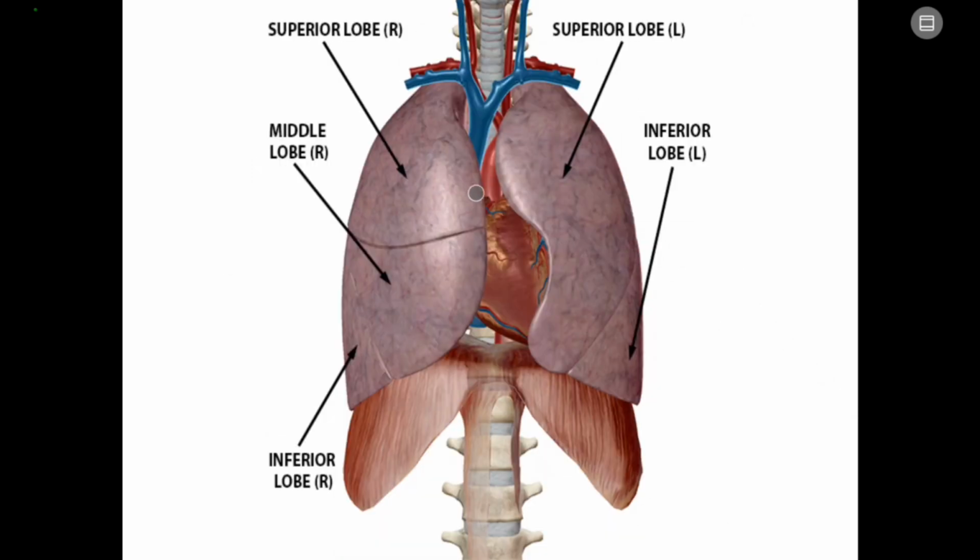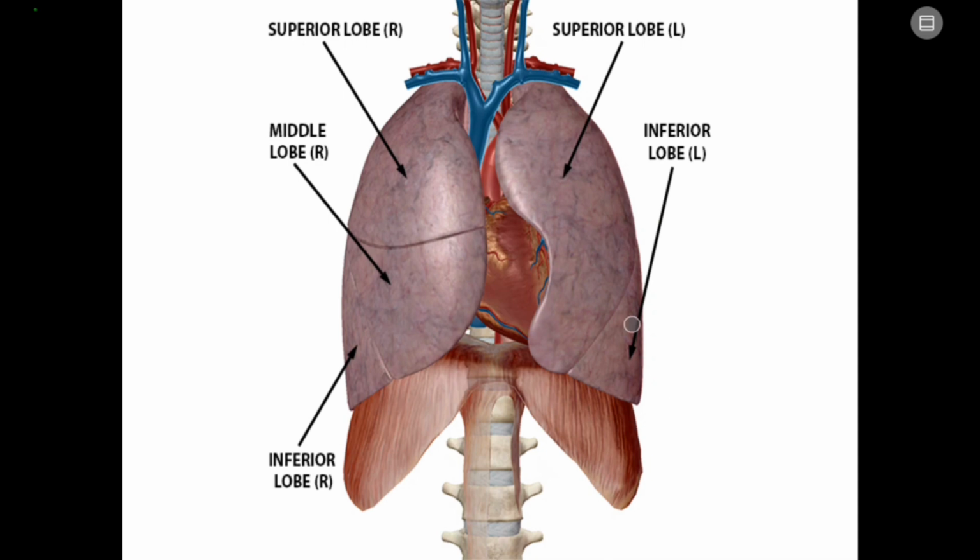This is another image showing that the right lung consists of three lobes: the upper lobe, the middle lobe and the inferior or lower lobe. You can see the superior or upper lobe, the inferior or lower lobe, and this is the middle lobe. Here, the left lung consists of upper and lower lobes only, because the heart takes the location of the middle lobe in the left lung.